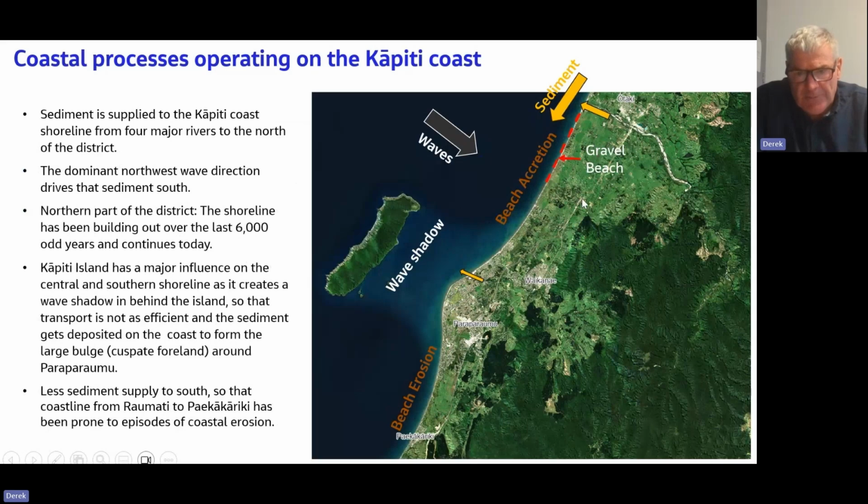Now, the rivers within Kāpiti themselves don't provide a lot of sediment. The Ōtaki provides predominantly gravel to a very narrow area just to the south at around 11,000 cubic metres a year. And the Waikanae provides around 5,000 cubic metres of sand. So we can see that most of our sediment is derived from up north, travels south, gets caught in the wave shadow, and leaves us with a sediment shortage in our southern areas.